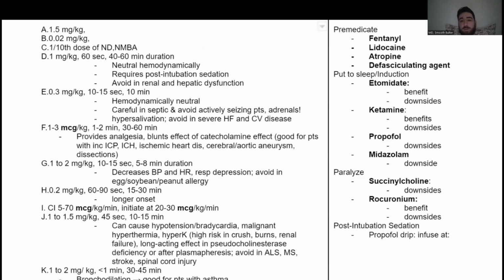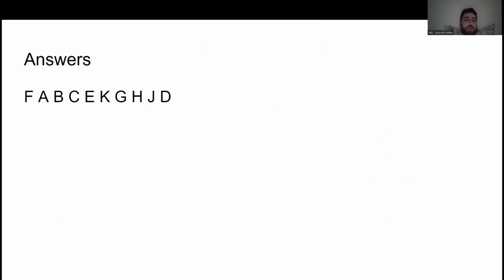And here's the quiz. You guys can pause this and just match the letters on the left to the medications on the right. And I just want you guys to give the doses and the benefits or downsides of the medications. As you see them on the next slide, there's going to be the answers. And here are the answers. Thanks, guys.